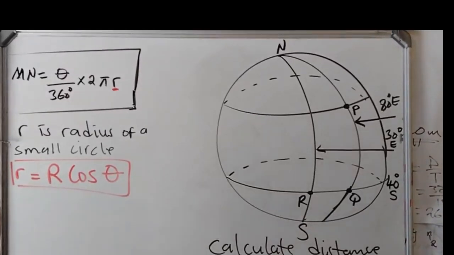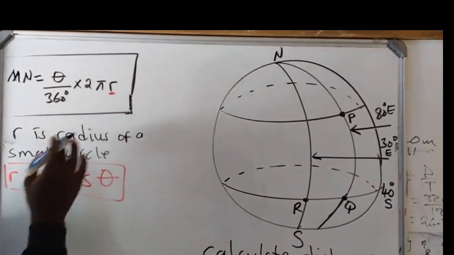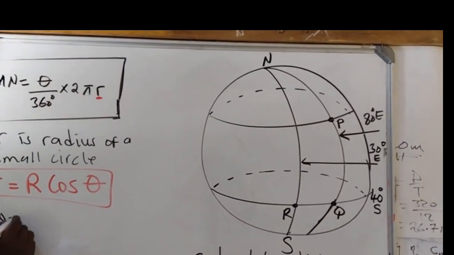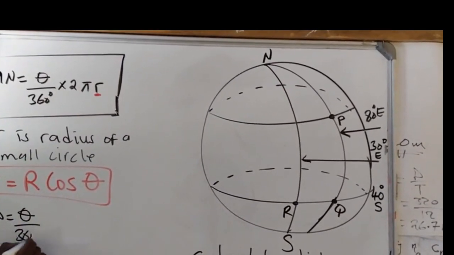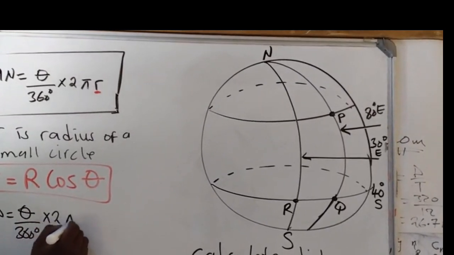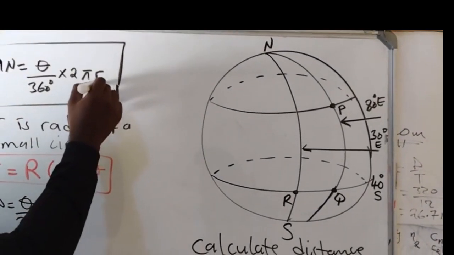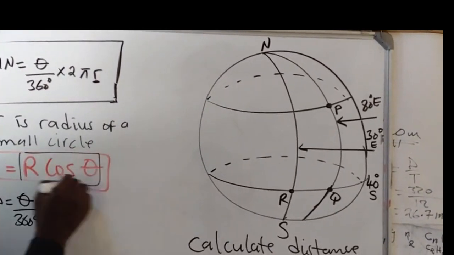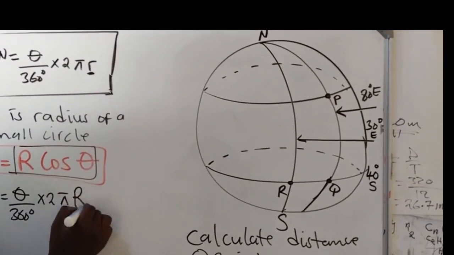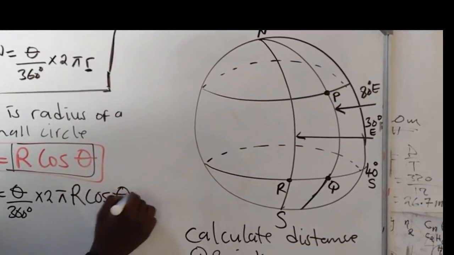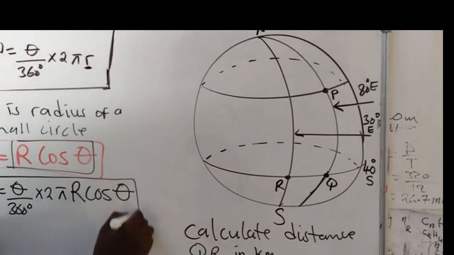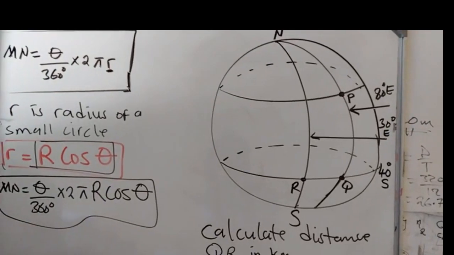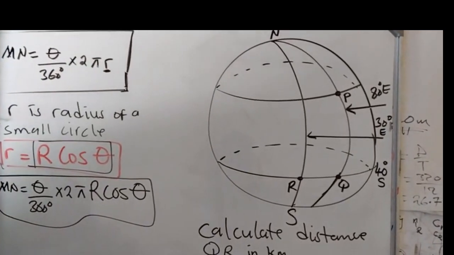So we have come up with this formula. The final formula now will be MN equals theta over 360 degrees times 2 pi, where there is r, the radius of the small circle, we use R cos theta. So you write there R cos theta. This is the formula you have to use when you are finding the distance along the lines that are lying on the same latitude.